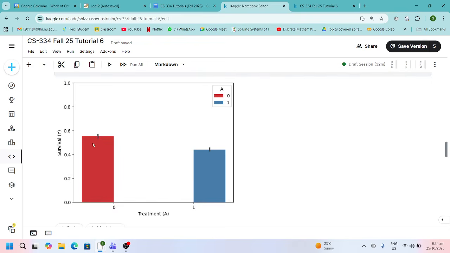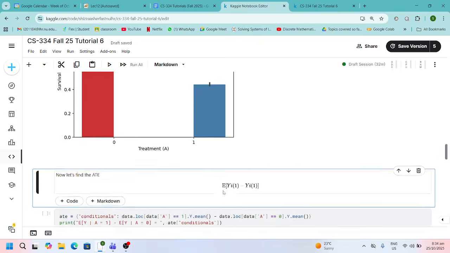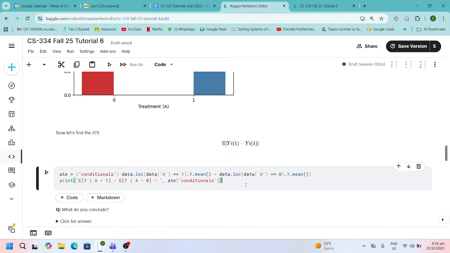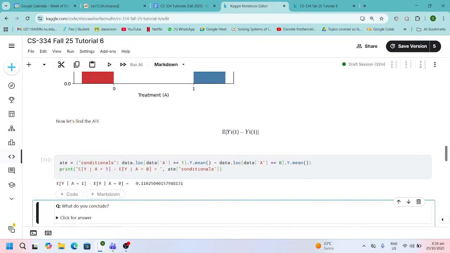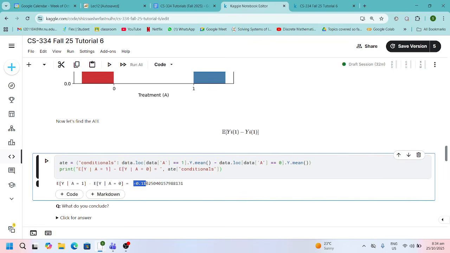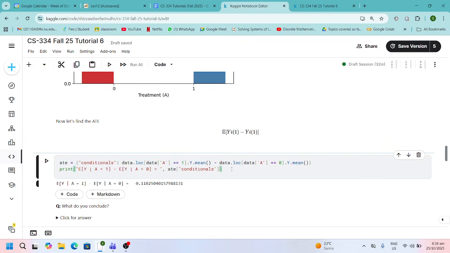So these are what my averages come out to be. When I take a difference of these averages, this is what I get. I get negative 0.11. To clarify, that's not exactly your ATE, that's an estimate of your ATE. Often students confuse these two things. You're finding the difference in means, which is giving you an estimate for your ATE.